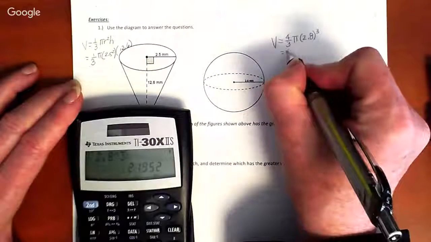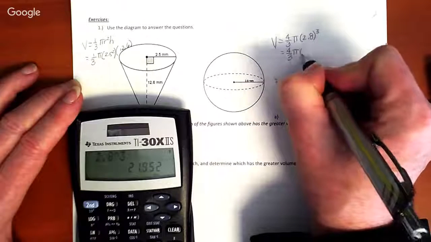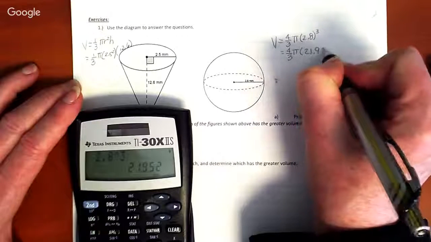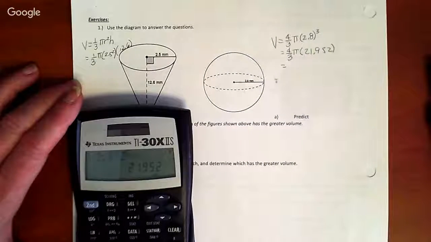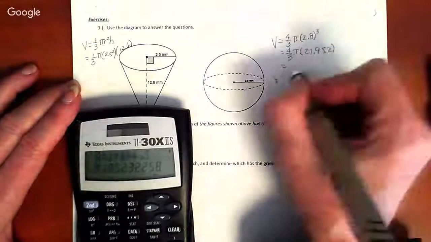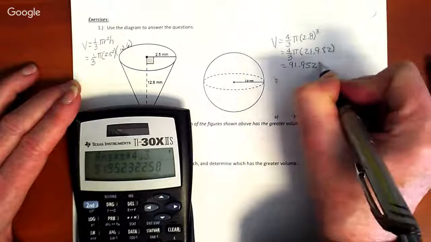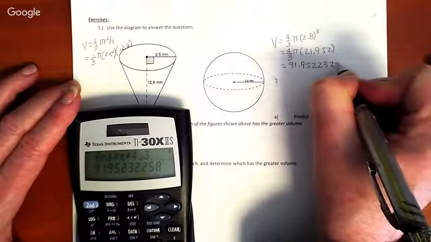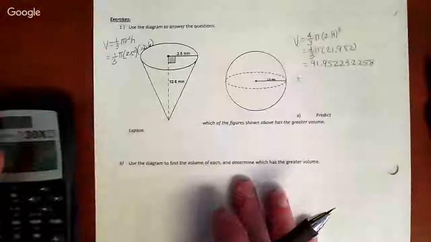So we've got 4/3 pi times 21.952. And now we're going to multiply this whole thing together. So we got that multiplied by pi, multiplied by 4/3 equal. So we get 91.952232258.